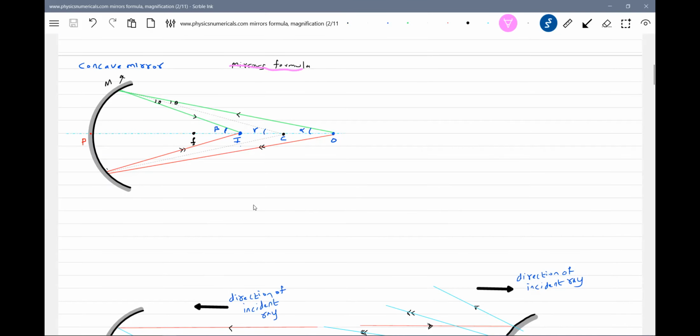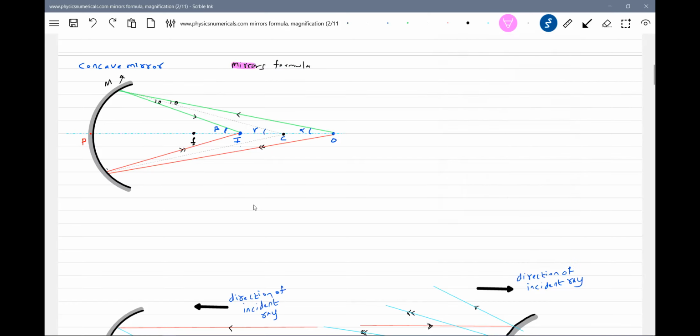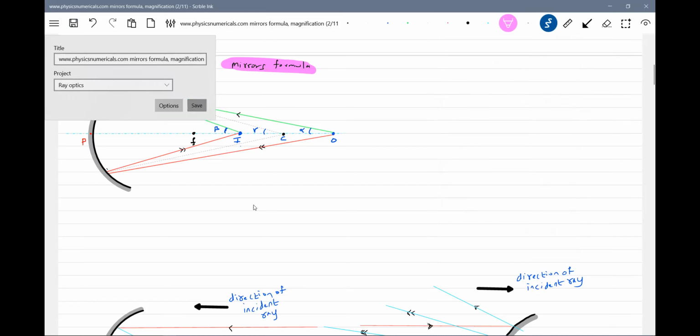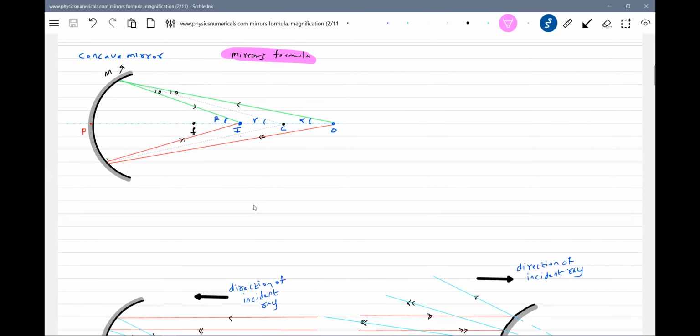Means if you know the position of the object, you can predict the position of the image with the help of this formula. There are two ways. We can take help of geometrical instruments to predict the position of the image, or we can use the formula directly to predict it.